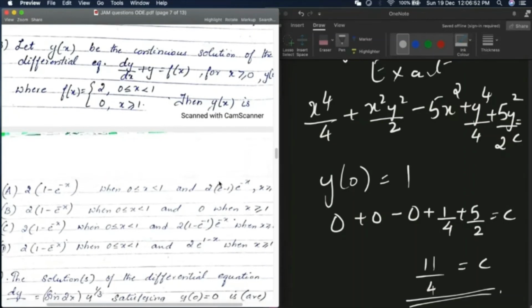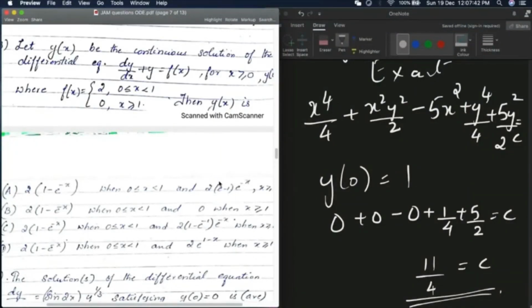Let y of x be the continuous solution of the differential equation dy by dx plus y is equal to f of x for x greater than or equal to 0, where f of x is 2 in the interval 0 to 1 and 0 for x greater than or equal to 1. Then y of x is. It's given in two parts, f of x. So you have dy by dx plus y is equal to 2, and dy by dx plus y is equal to 0, in the two intervals, 0 to 1 and 1 to infinity.